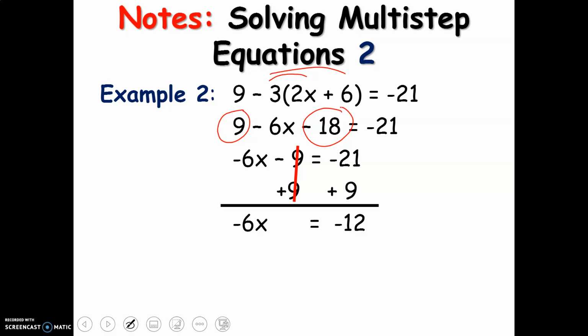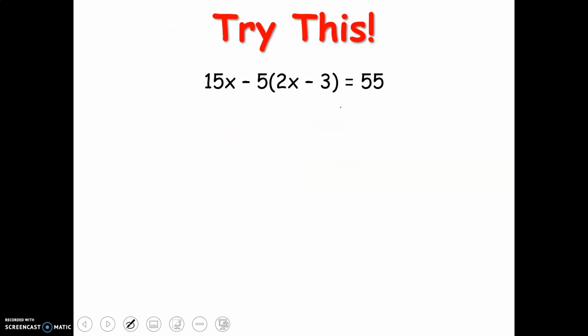We'd like to isolate the variable x. x is currently being multiplied by negative 6. The opposite of multiplying by negative 6 is dividing by negative 6. Negative 6 divided by negative 6 on the left is 1, or 1x, or just x. And on the right-hand side, negative 12 divided by negative 6 is 2. So x is 2. Go ahead and give it a try. 15x minus 5 times the quantity (2x minus 3) is equal to 55. Pause the video and give it a try.